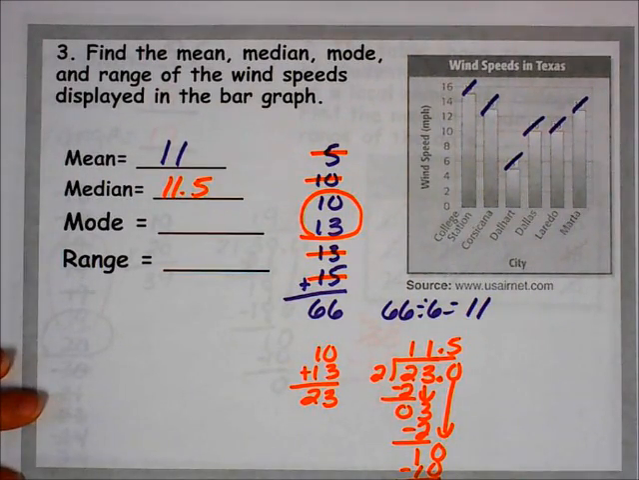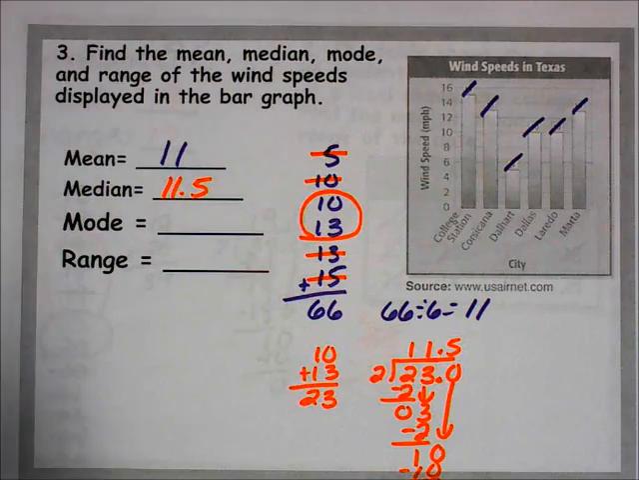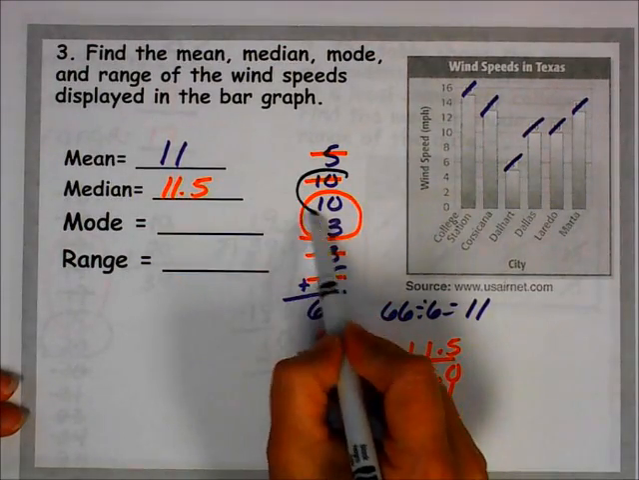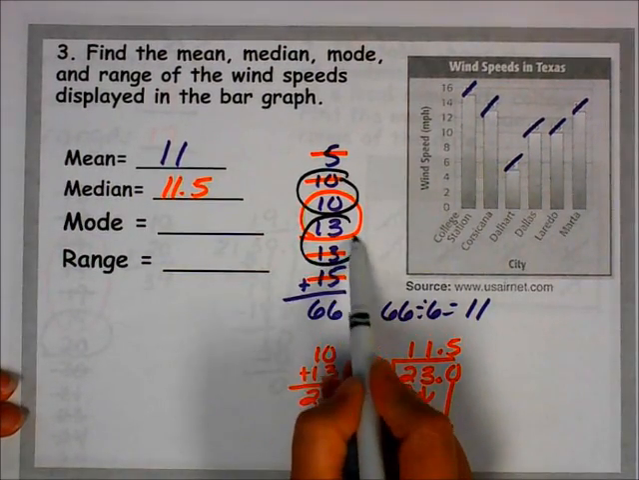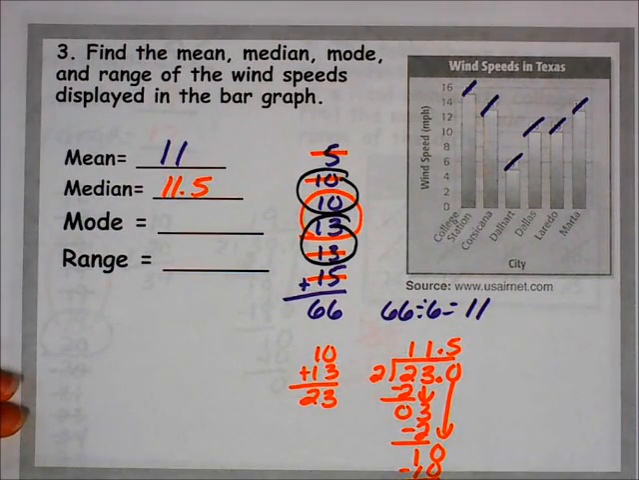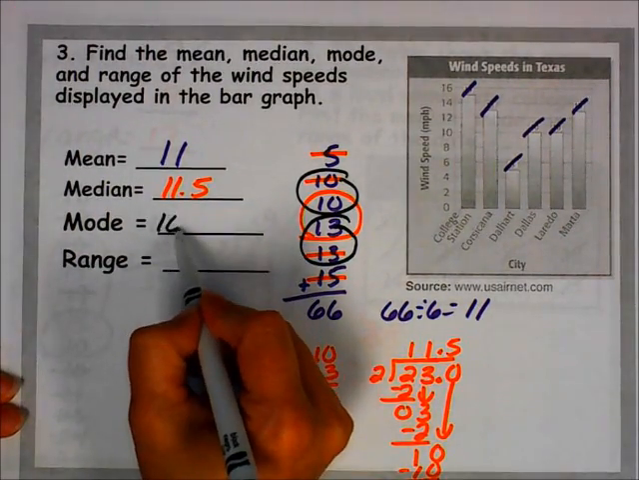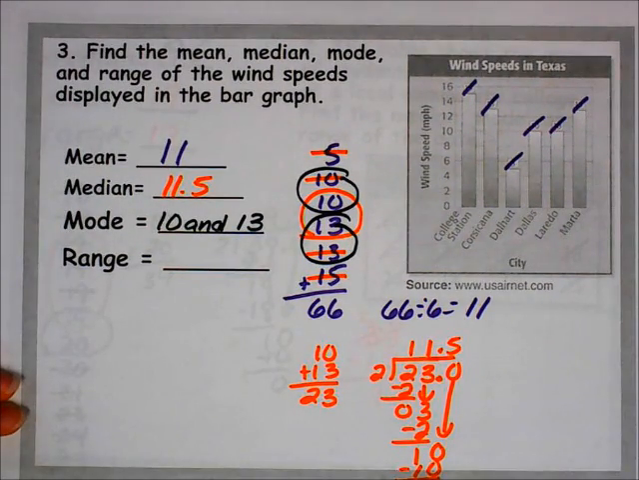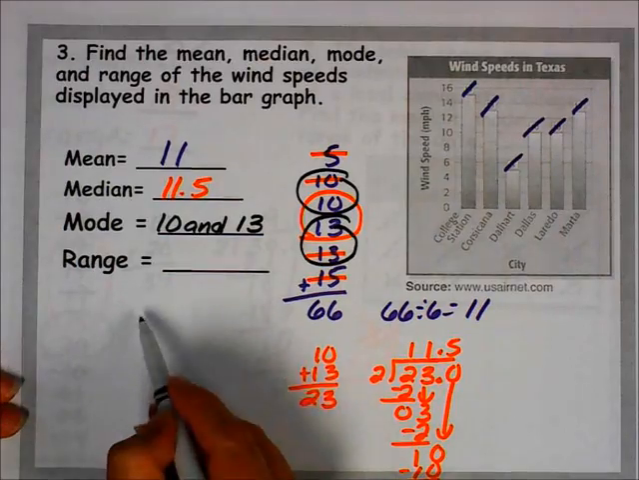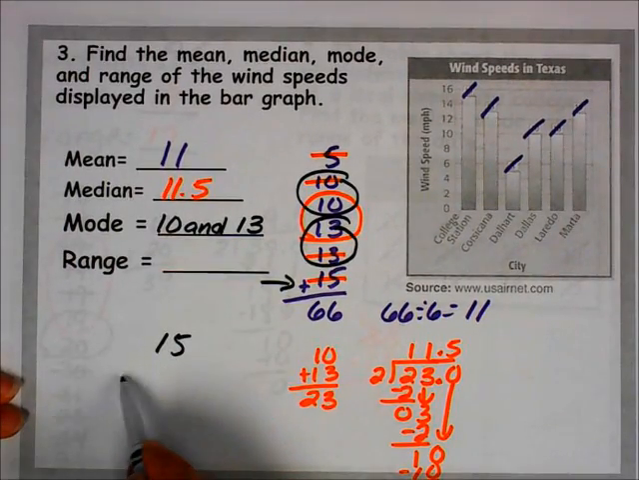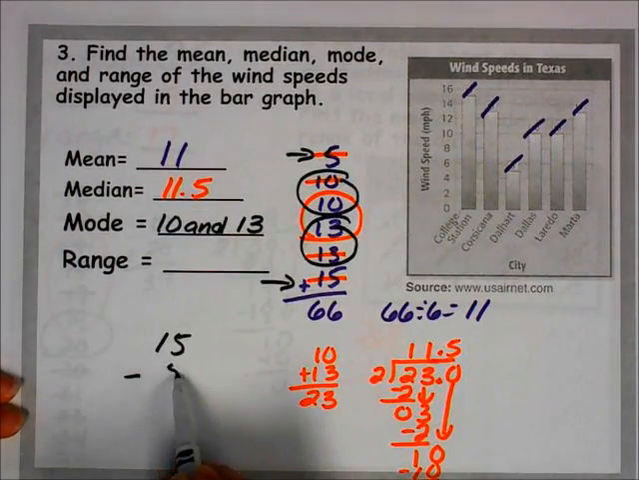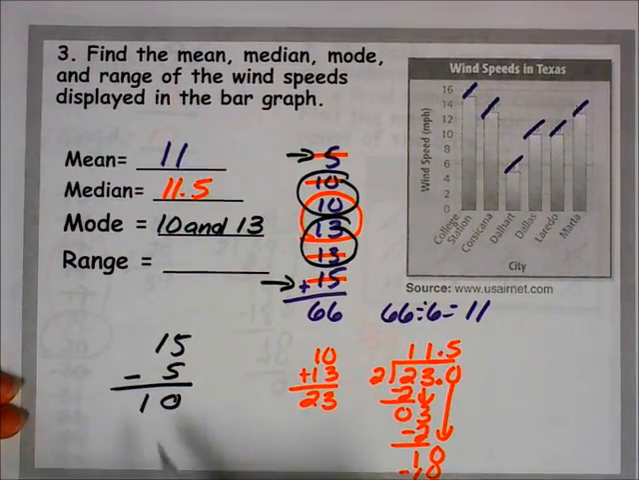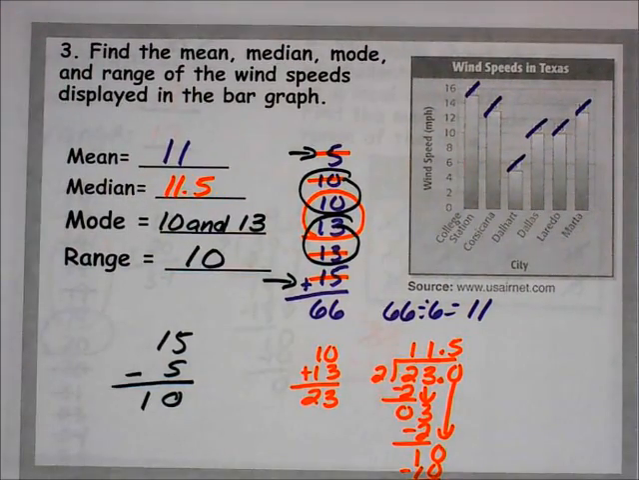My mode, or the number that I wrote down the most number of times, notice I wrote 10 down 2 times, and I wrote 13 down 2 times, so I have 2 modes. My modes are 10 and 13. Now to find the range, I'm going to take the greatest number and subtract the smallest number. So the greatest number was 15 minus the smallest number, which was 5. So my range is 10.